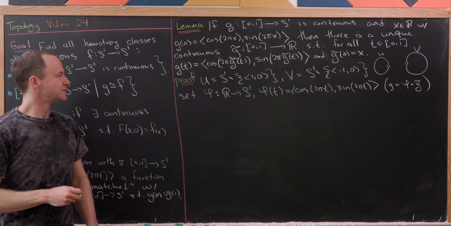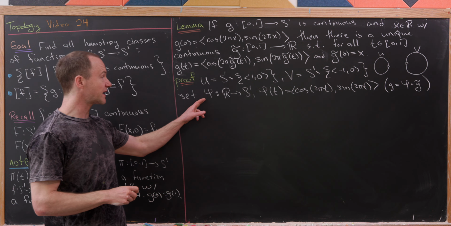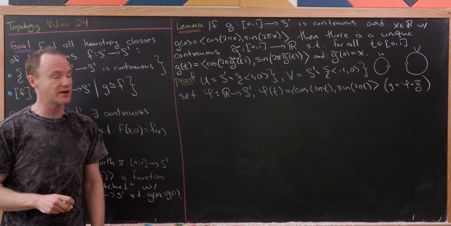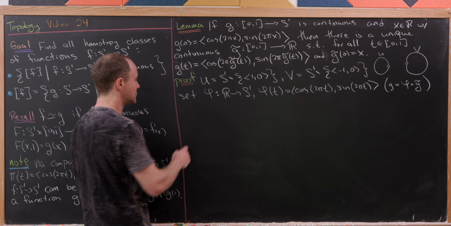All right, so now we can look at the pre-image of u and v under this map phi. So let's do that.